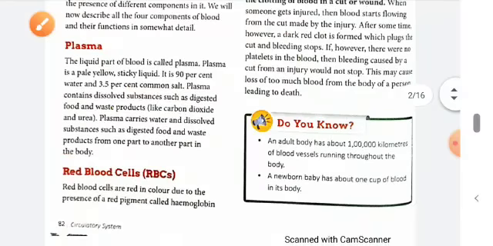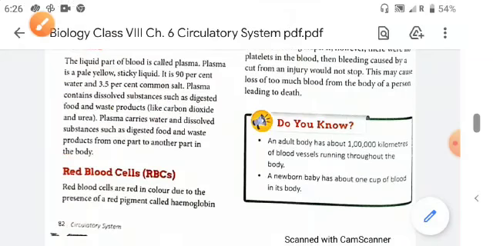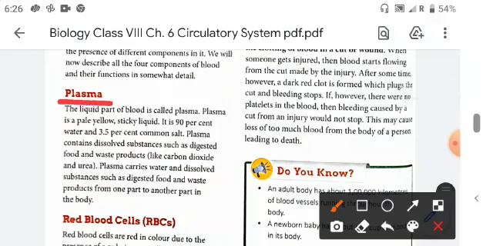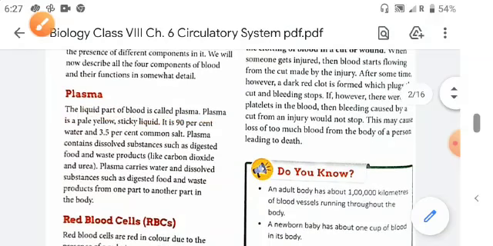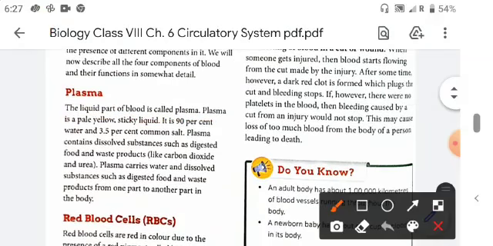The first component of blood is plasma. It contains the maximum percentage. It covers 55% of blood. So 55% plasma is found in the blood, and the liquid part of blood is called plasma. The plasma is a pale yellow sticky liquid, and it is 90% to 92% water, and 3.5% common salts.